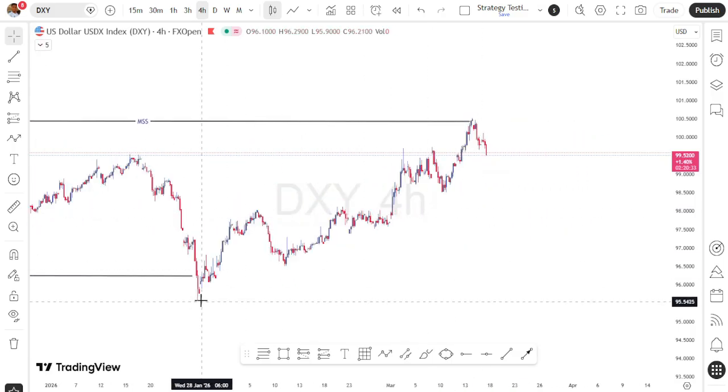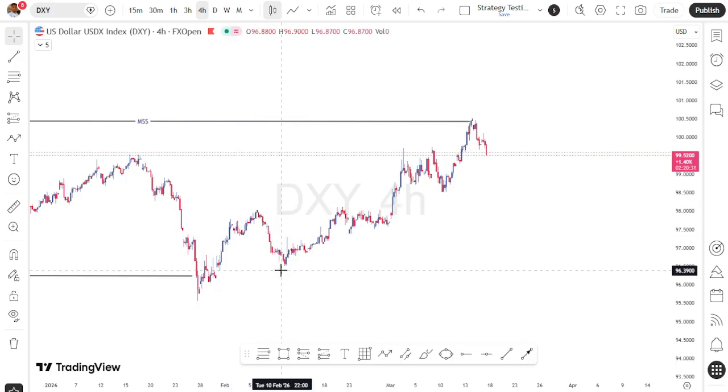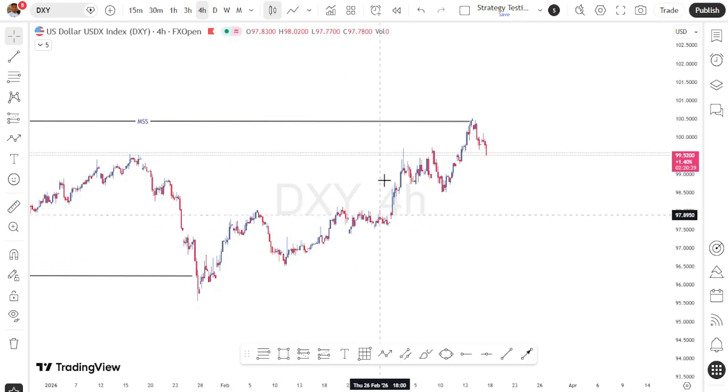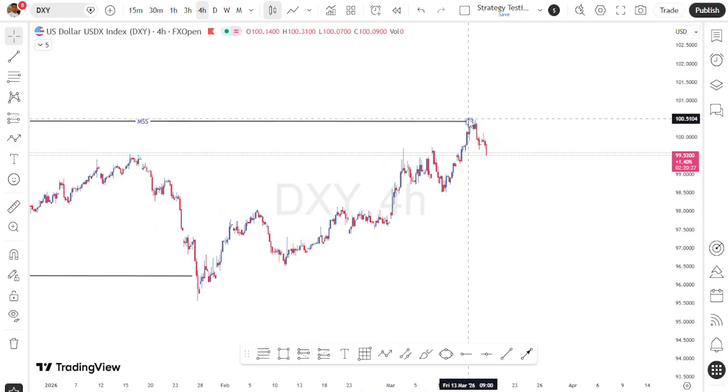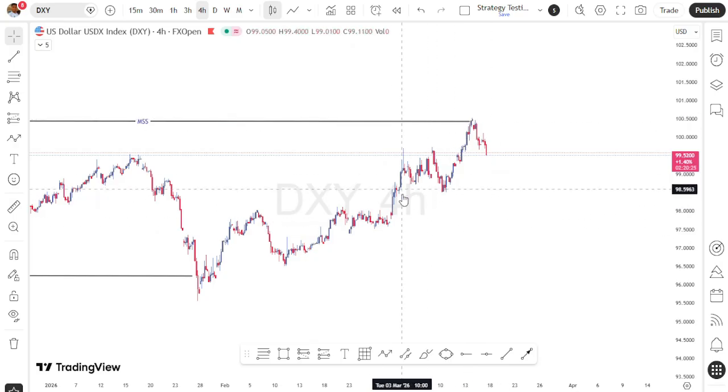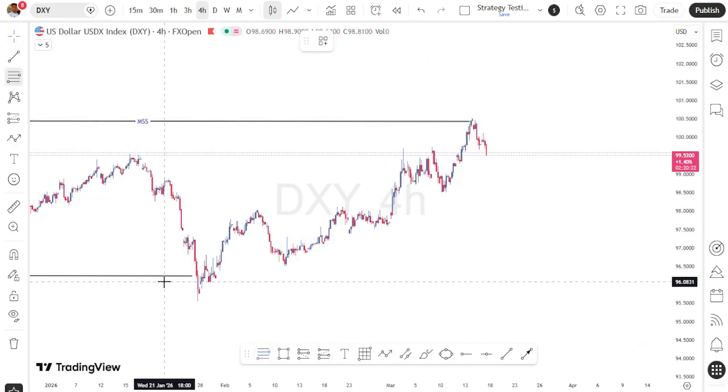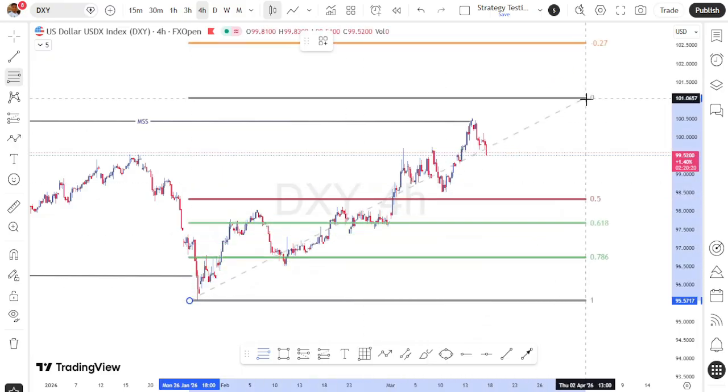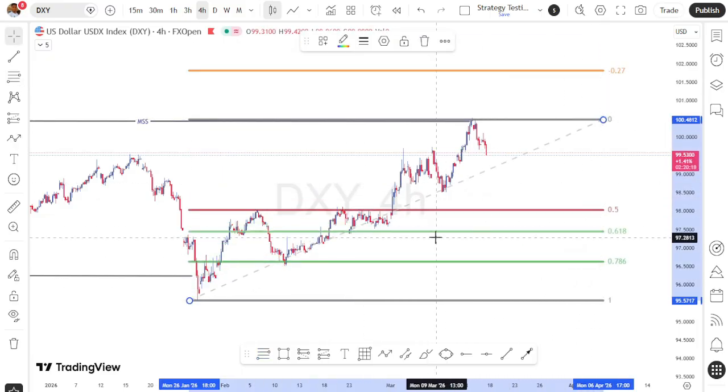This was the last internal structure we had here: a higher high, a higher low, a higher high, a higher low, a higher high, a higher low, a higher high. So this is the internal structure. But the real external structure that was printed was this. If you use Fibonacci for this external structure, you may likely see price pulling back into this area or somewhere here before going higher.